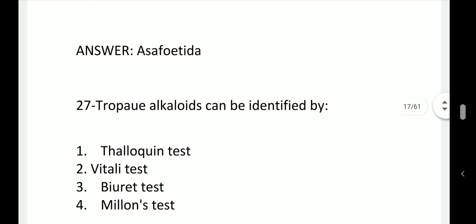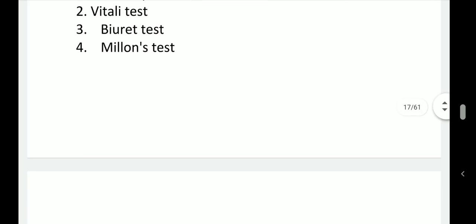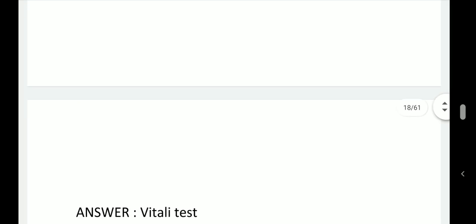Question number 27. Tropane alkaloids can be identified by option 1, Thalleioquin test, option 2, Vitali test, option 3, Biuret test, option 4, Millon's test. Answer is Vitali test. That is option 2 is the correct answer.